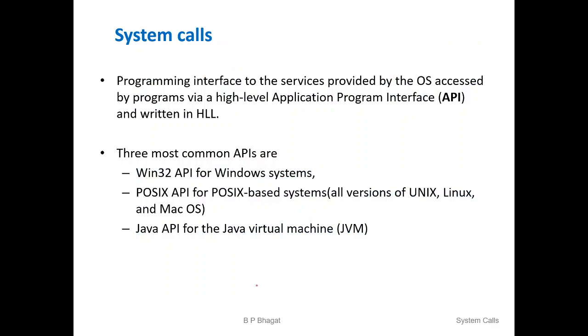Now the programming interface to the services provided by the operating system is accessed via programs, through a high level application program interface which is written in a high level language. So three most common APIs are used to do this. For Windows systems, the Win32 API is used. For Unix, Linux and Mac operating systems, the POSIX API is used, and for the Java virtual machine, the Java API is used.